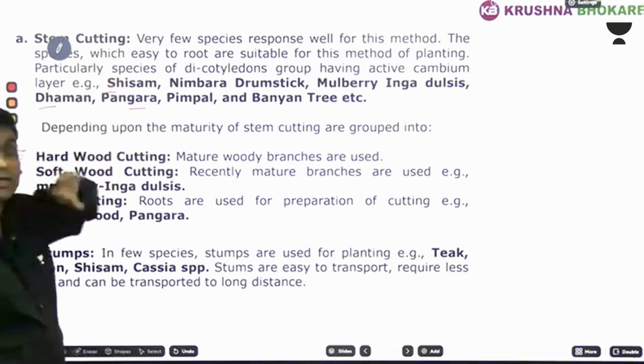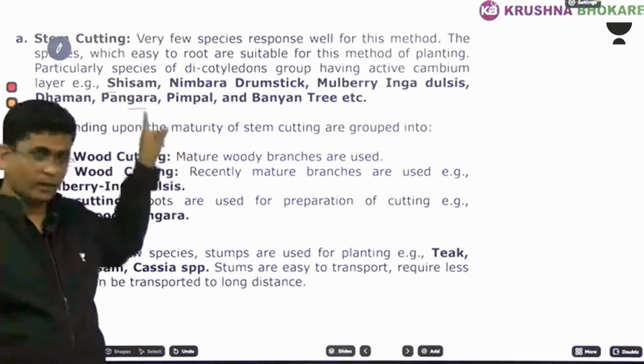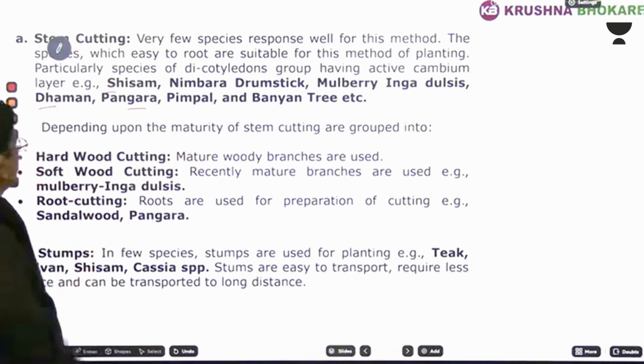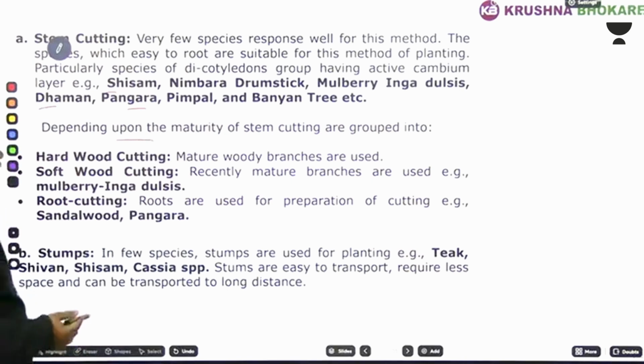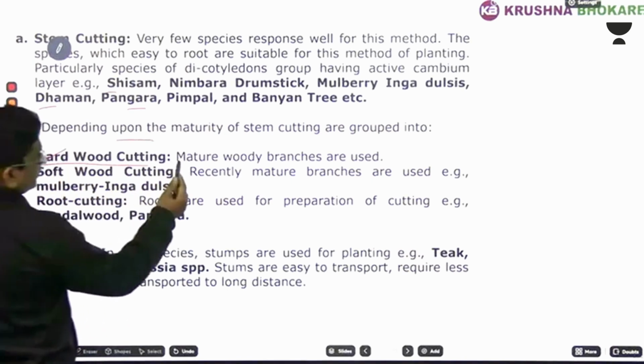These are the plants where the stem cutting is used. Cutting is a broad method, but the type is a stem cutting. Okay, where you can cut the stem and grow. Depending upon the maturity, stem cutting can be grouped into hardwood cutting. Hardwood cutting happens in which plant?